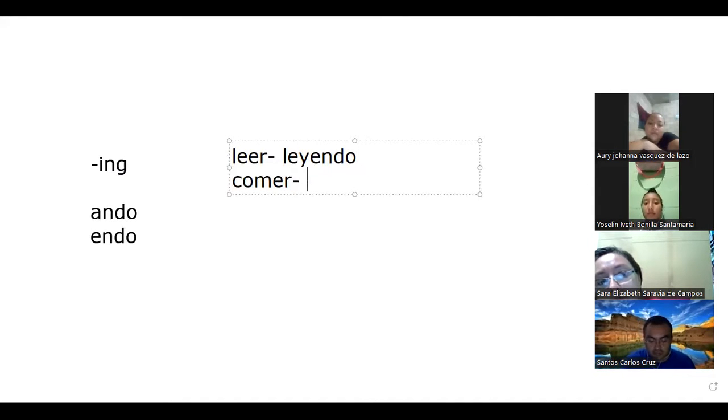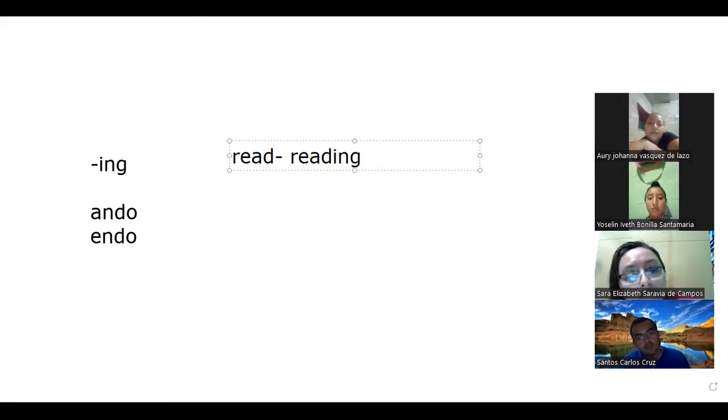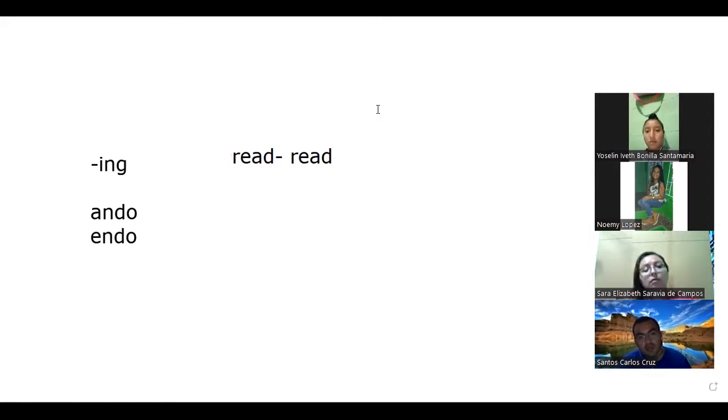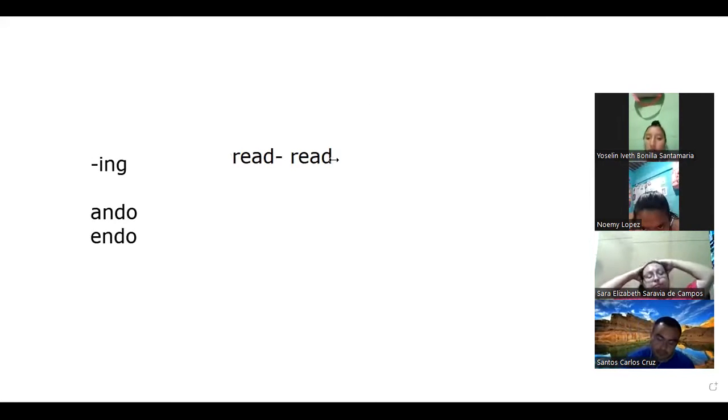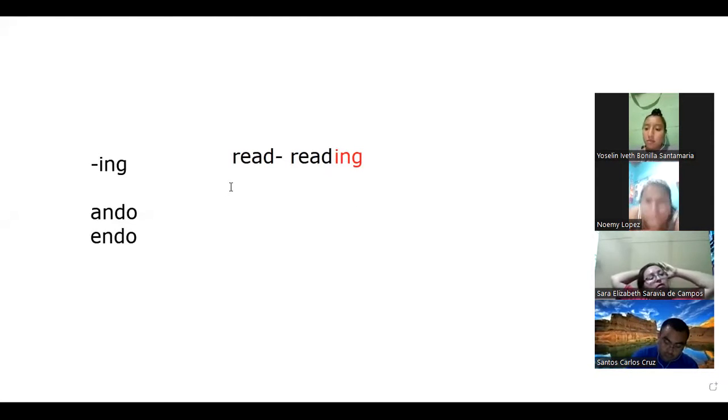Comer. Miren. Comiendo. Ahora hagámoslo en inglés. No more Spanish. Read. Y si reading. Le agrego ING. Reading. Leyendo. Voy a poner otro color. Así que esa solo es una terminación. Que significa ando, endo, si lo queremos tomar en español. Lo convierte en una acción que pasa en el momento. Read, reading. Otro ejemplo, si le digo sleep.